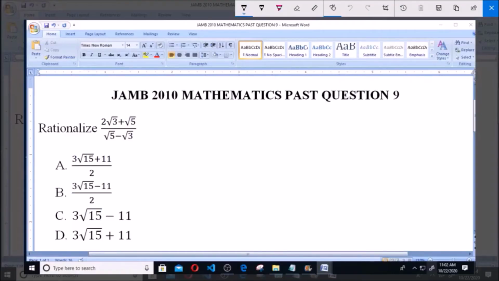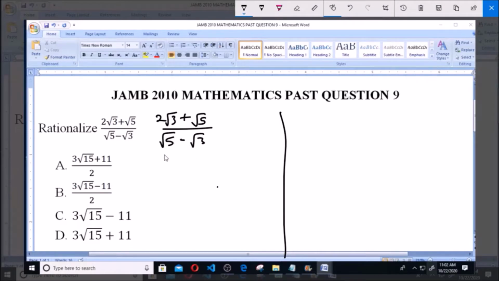I will be answering JAMB 2010 Mathematics Past Question 9. Rationalize 2 root 3 plus root 5 all over root 5 minus root 3. Now we are asked to rationalize what is given to us. So we have 2 root 3 plus root 5 all over root 5 minus root 3. Now in order for us to rationalize this, we have to find the conjugate of this denominator, that is root 5 minus root 3, and then multiply the numerator and the denominator by this conjugate.